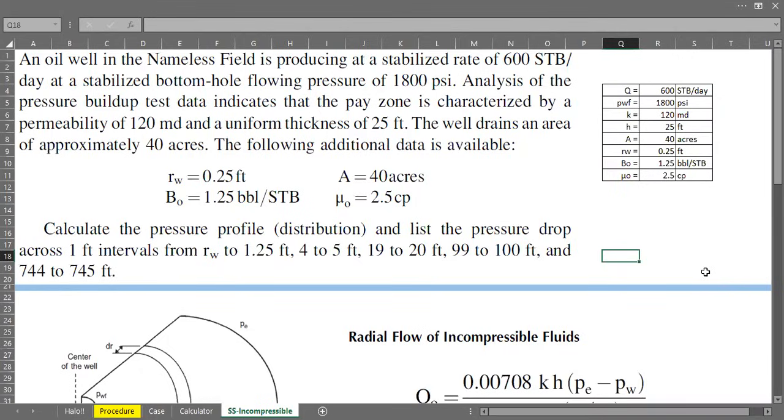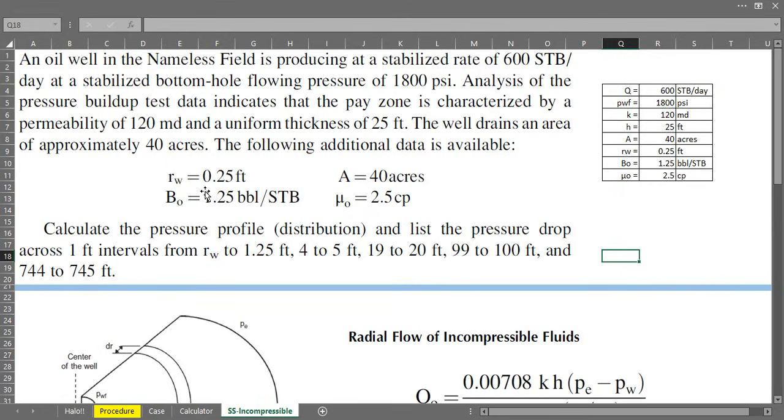An oil well in the nameless field is producing at a stabilized rate of 600 stock tank barrel per day at a stabilized bottom hole flowing pressure of 1800 psi. Analysis of the pressure buildup test data indicates that the pay zone is characterized by a permeability of 120 millidarcies and a uniform thickness of 25 feet. The well drains an area of approximately 40 acres, and the following additional data is available.